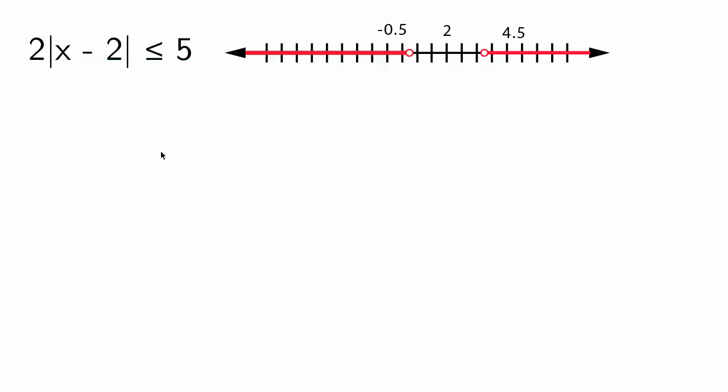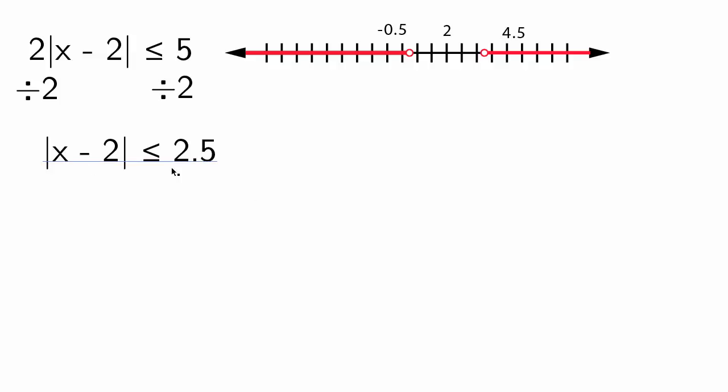Now, to solve this inequality, the first thing that we have to do is divide both sides of the inequality by the number 2. When we divide both sides by 2, this becomes a 1, and this becomes a decimal value or a fraction value. The decimal is 2.5. So now we get an absolute value which says the distance of x from the number 2 must be less than or equal to 2.5.